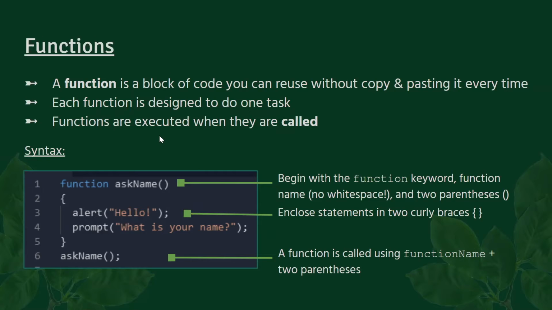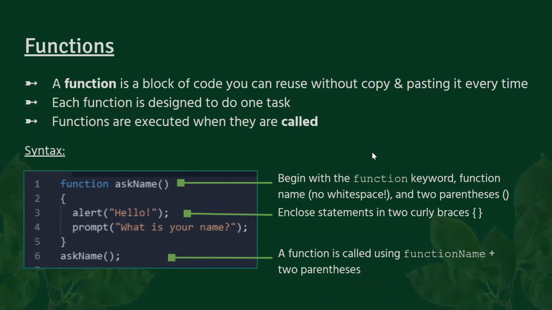Each function is designed to do one task. Yeah, that's pretty true. I know we have an example today where if you want to add a counter, you can add that into a function. So I think one task is a little bit limiting, but generally speaking, you're going to use one function per task, especially when you're learning code, because it keeps everything organized. And functions are executed when they are called. That's what that means. You can reuse them.